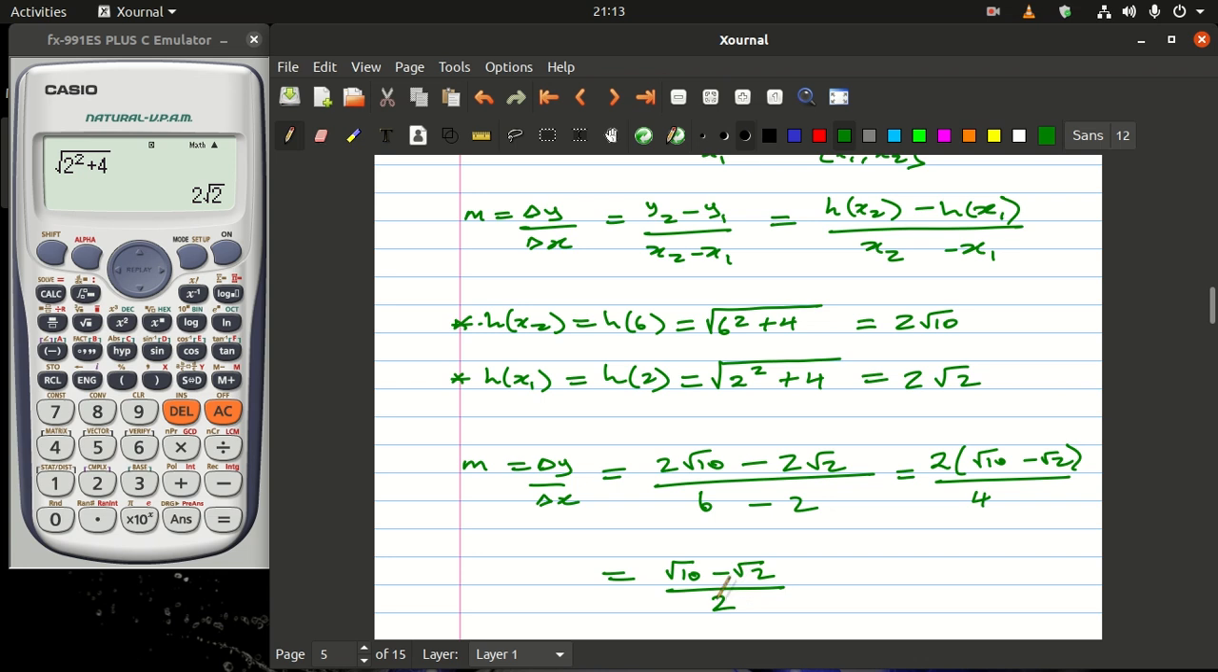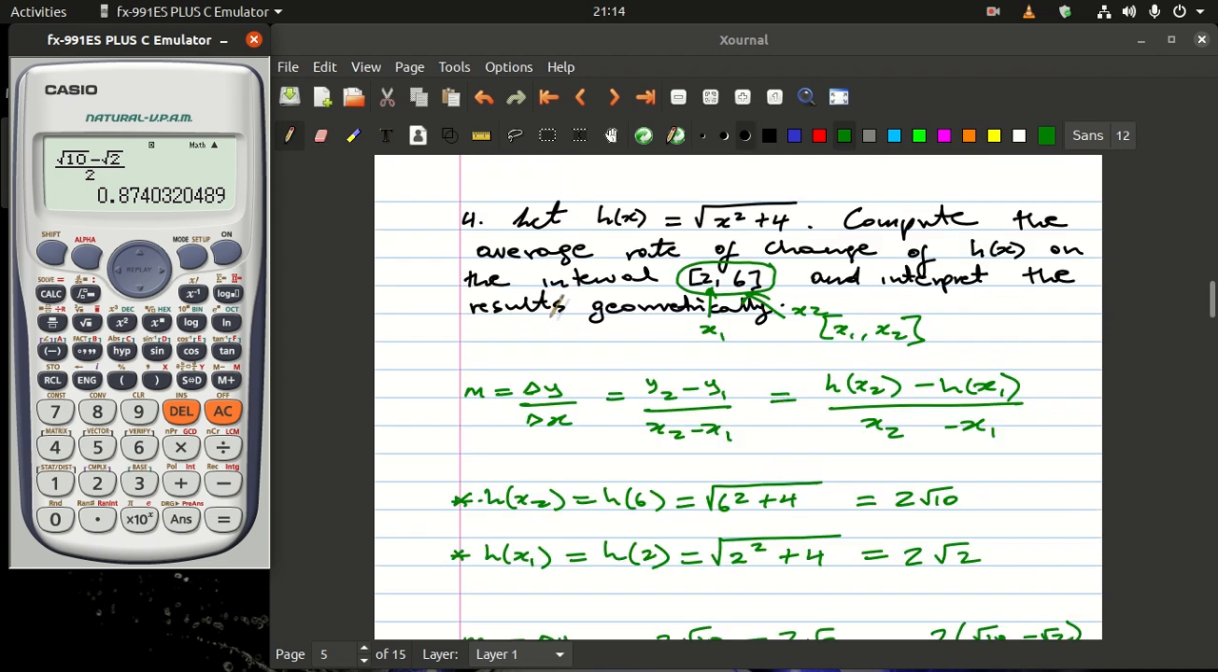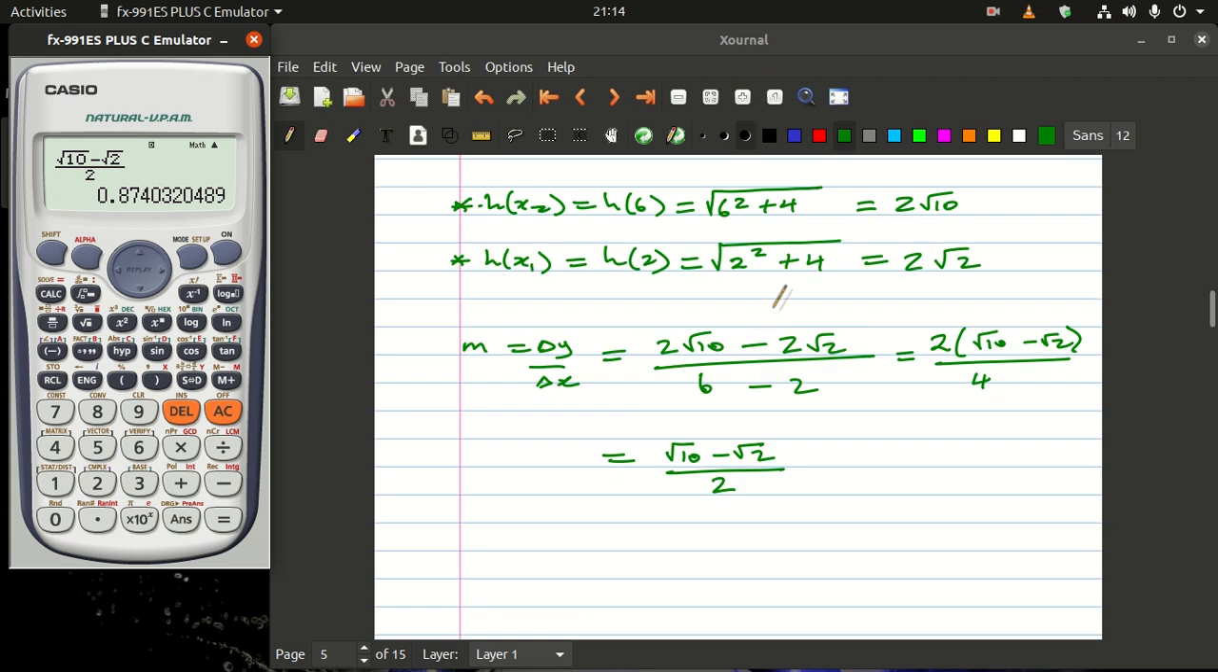We can leave this as it is, or you can punch in the calculator and find an approximation of square root of 10 minus square root of 2 divided by not a 4, a 2. The answer you will get is the same thing. If you want to approximate it, it is 0 something something, which means this function is actually increasing, right? So interpret the results geometrically. What is that supposed to mean? Let me just say this is approximately 0.874.